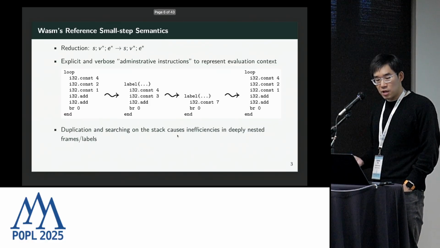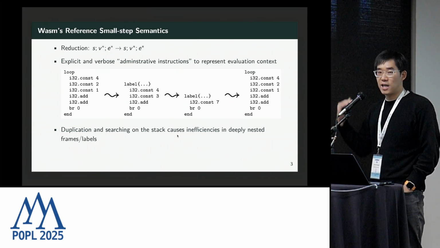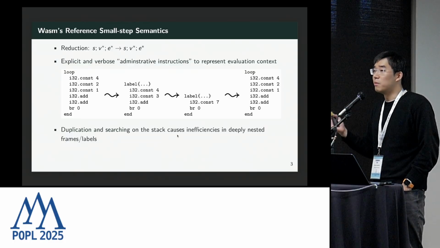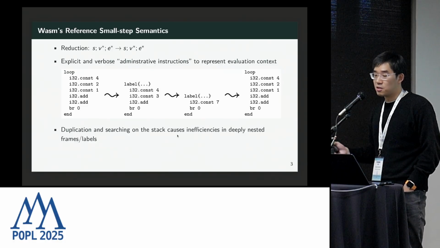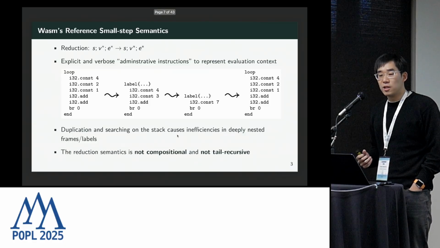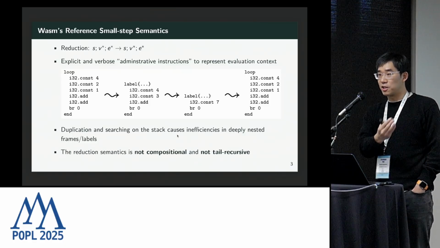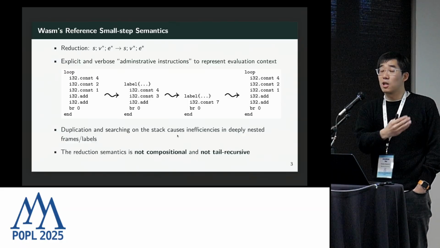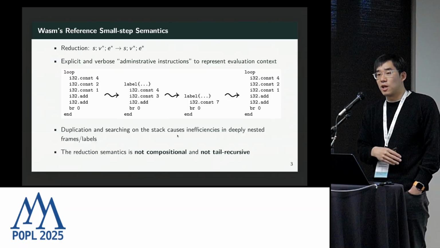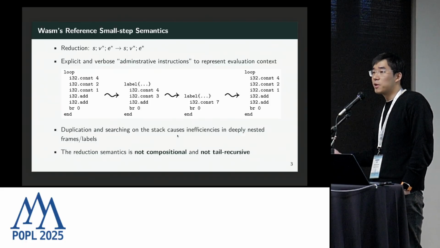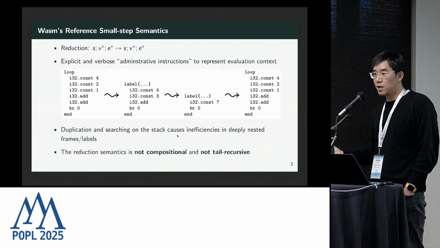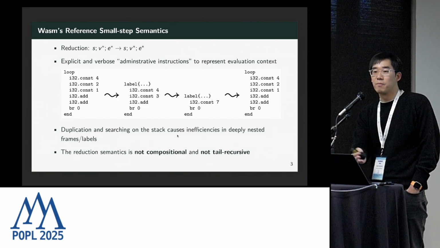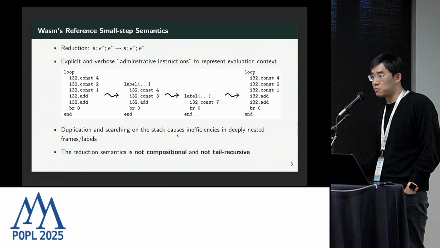It's also quite verbose. And this duplication of the syntactic structure and searching through the stack causes a lot of inefficiency if you implement it naively, especially for deeply nested frames or labels. And more importantly, the style of semantics defined as small-step reductions is not compositional and also not tail recursive. Because it's not compositional, if we want to do something like partial evaluation or program transformation, this becomes a bit tricky or not ideal. And also because it's not tail recursive, if you want to implement this style of semantics in a functional language, it's not ideal for performance or space consumption as well.